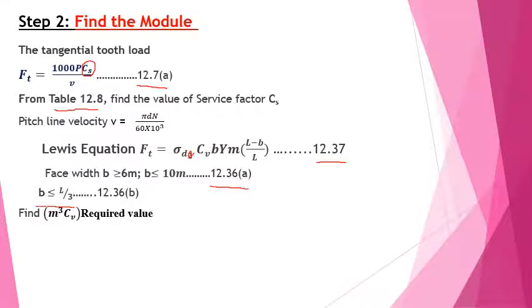Then we need to substitute all these things in the Lewis equation, and we need to find out the m cube Cv value in case we don't know the diameter. In the first category of problems, we need to find out the required m cube Cv value, which is the same step as we have seen in the case of spur and helical gears. Then we need to do a trial in order to find the module, especially if the diameter is not known.